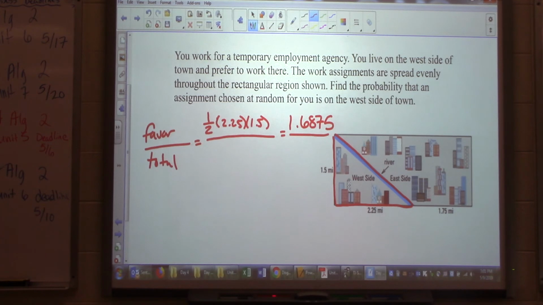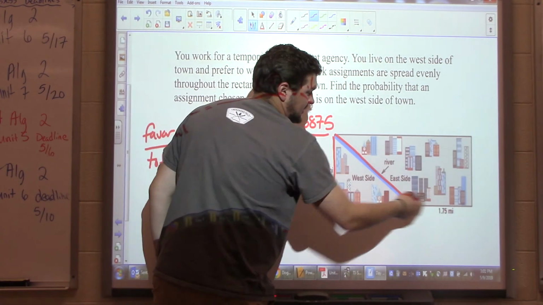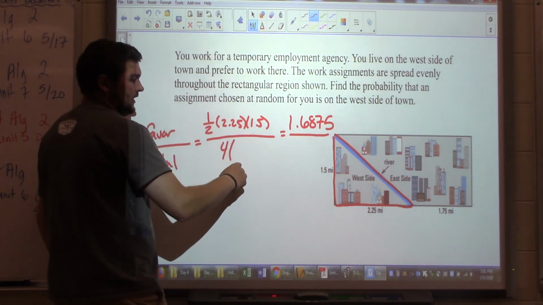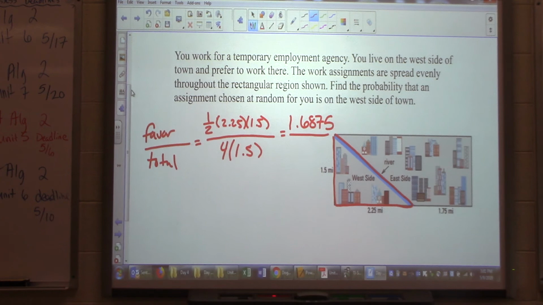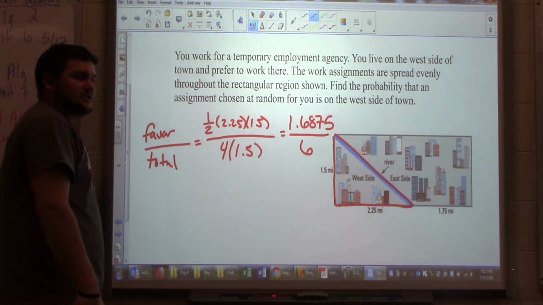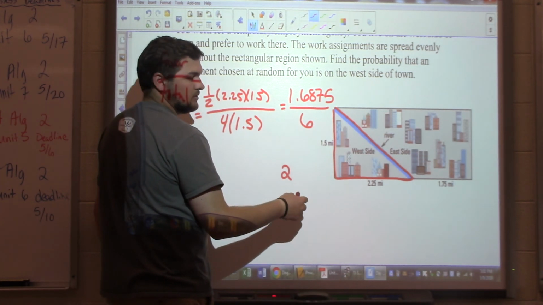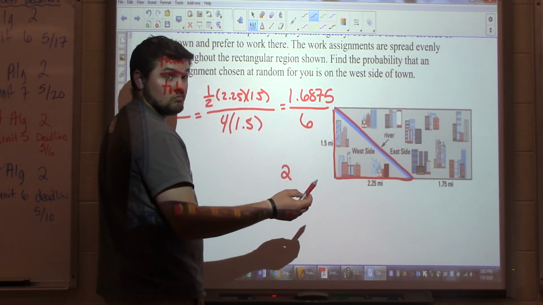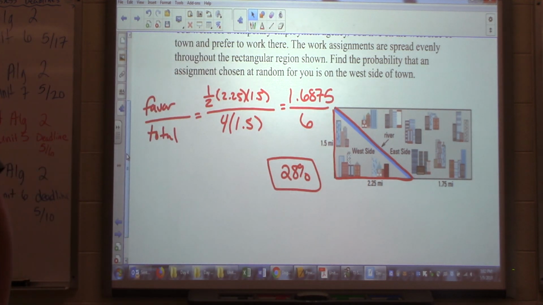The total outcome, or the total area. How do I find that? You add 2.25 plus 1.75, and then you multiply that with 1.5. Perfect. So add 2.25, 1.75, because that gives us a length. That is 4. Multiply it by 1.5, because our total area is that whole rectangle. Well, 4 times 1.5 will give us 6. So what percentage chance do we get of getting a job on the west side of town? 28%? Sweet. Good job. Any questions?